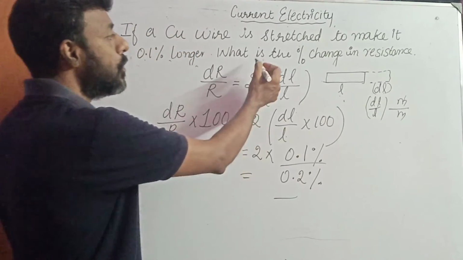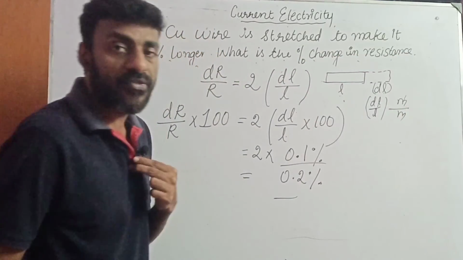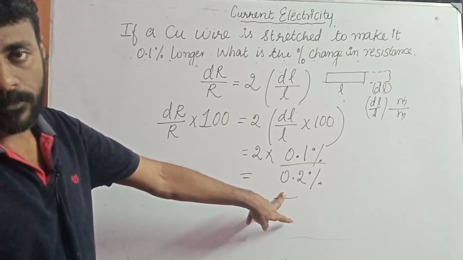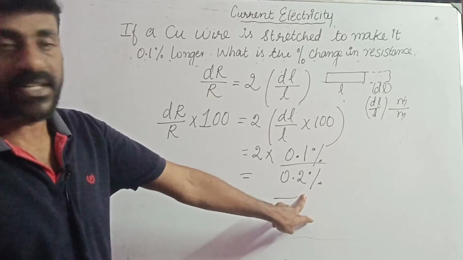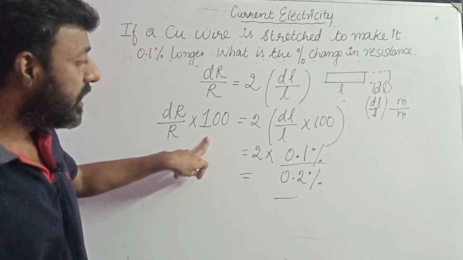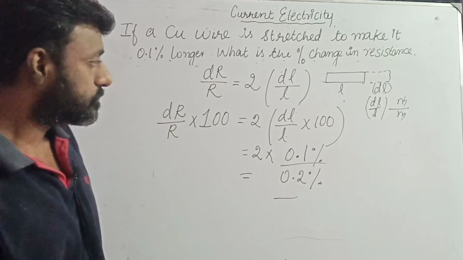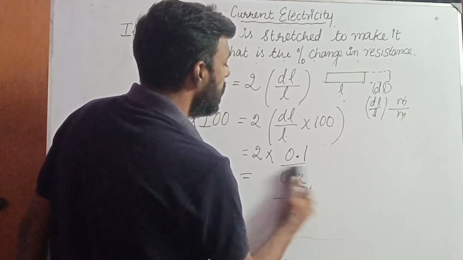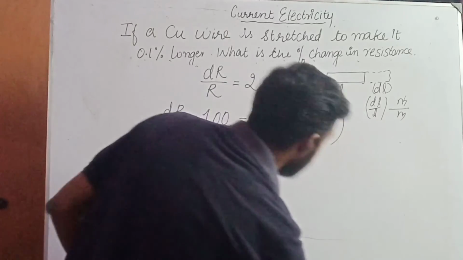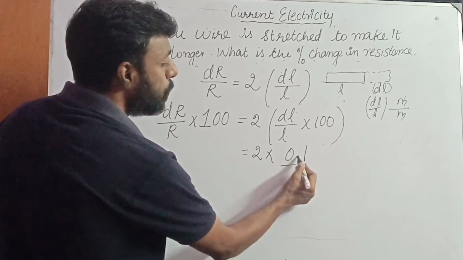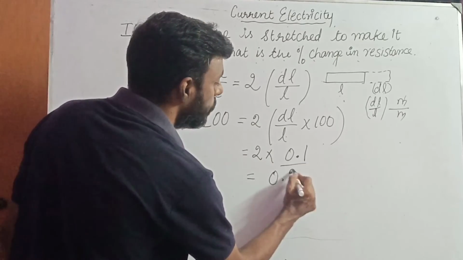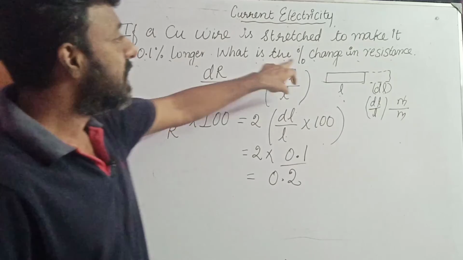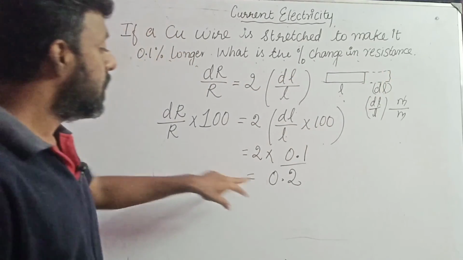So what is the final value? What is the percentage change in resistance? Therefore, the percentage change in resistance is 0.2 percent. That is, dR by R into 100 is 0.2. The value of dL by L into 100 is just 0.1, so 2 into 0.1 is 0.2. So dR by R into 100, which is the percentage change in resistance, is 0.2.